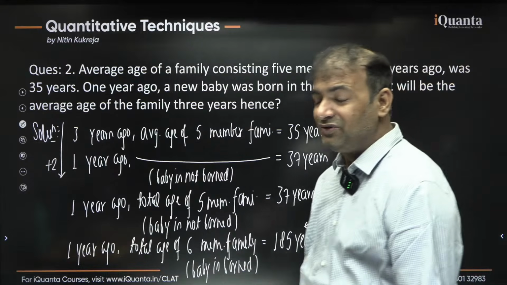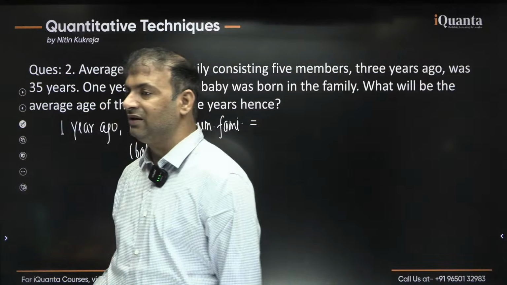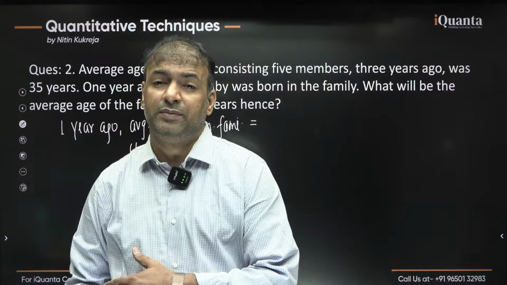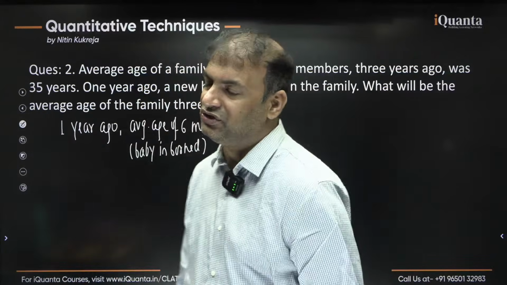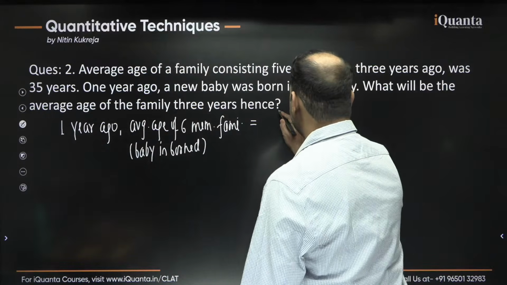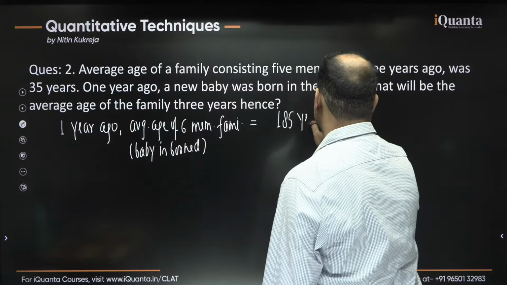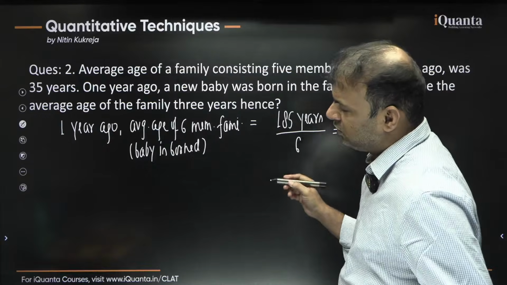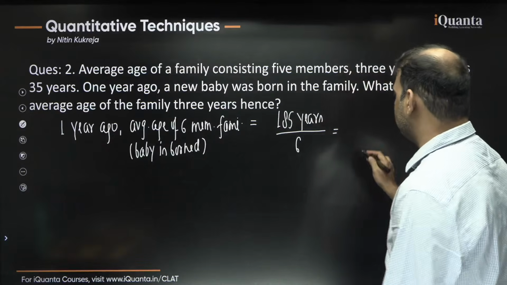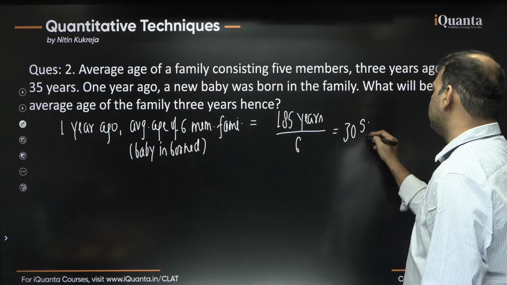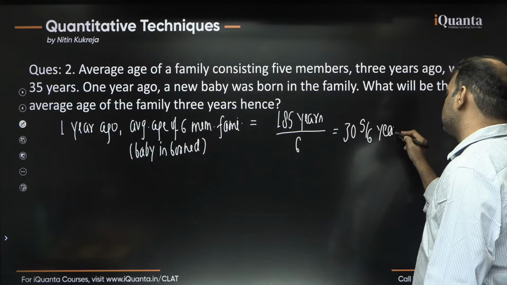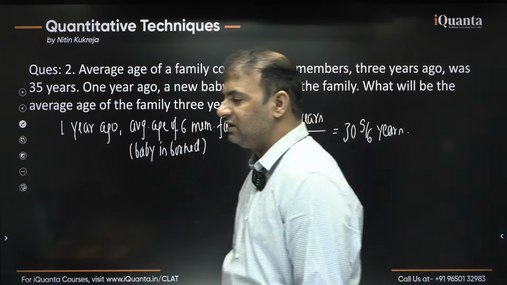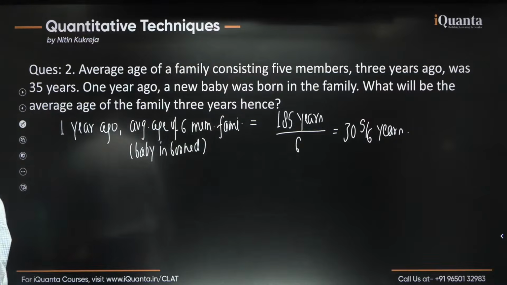But the average age will change. Without the baby, the members are 5. With the baby, the members are 6. So the average age will change, right? The average age will be 185 years divided by the number of members, which is 6. And guys, do not calculate it so much into the decimals. Let's write it as 30 is to 5 by 6 years, okay? I'm just writing the data in the improper fraction, right?